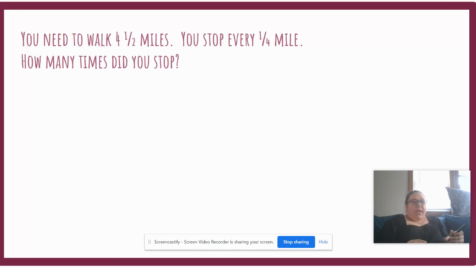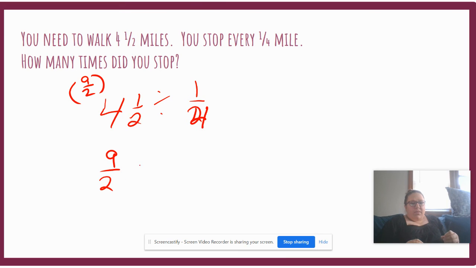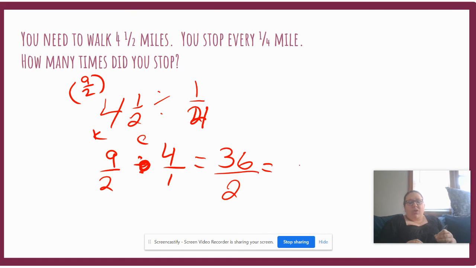All right, and last one. You need to walk 4 1/2 miles. So that's our total. And we stop every 1/4 mile. Okay. So how many times did we stop? We're splitting up that 4 1/2 miles into quarter groups. 4 1/2, we need to change that to an improper fraction. 2 times 4 is 8, plus 1 is 9 halves. Divided by, change it. So this is our keep. Change to multiplication. And then times 4 over 1. 9 times 4 is 36 over 2, because 2 times 1 is 2. 36 over 2 is 18 times. That's a lot of times.